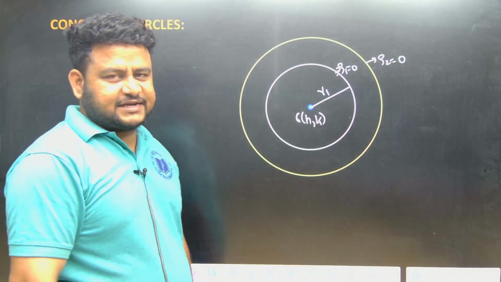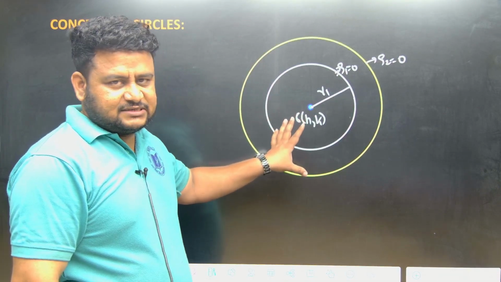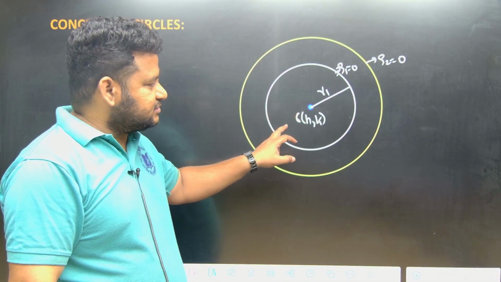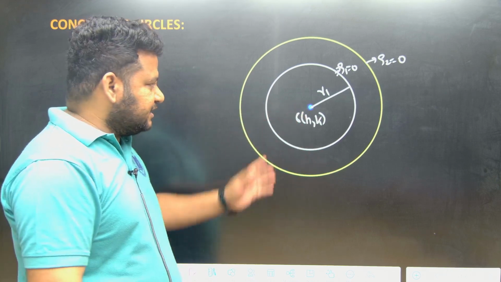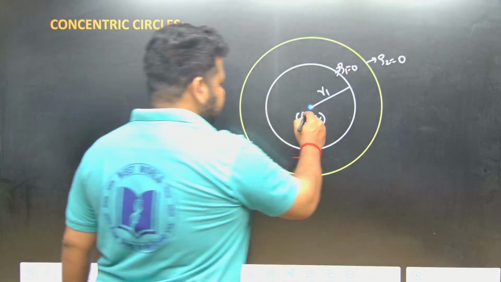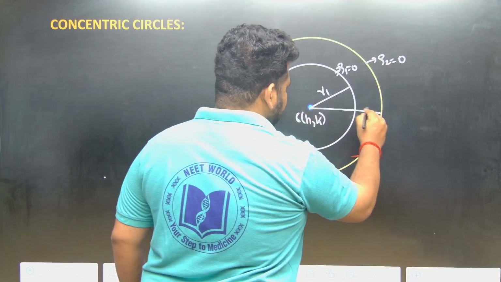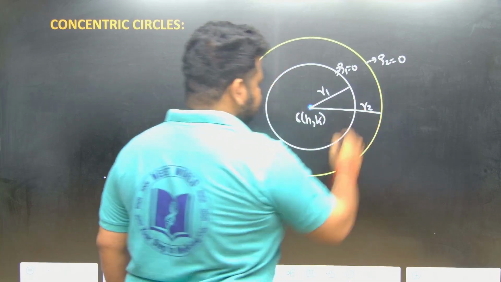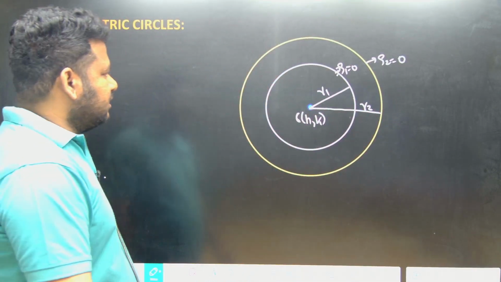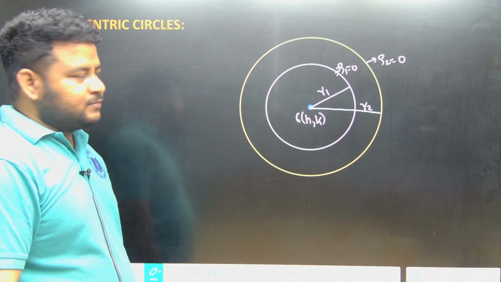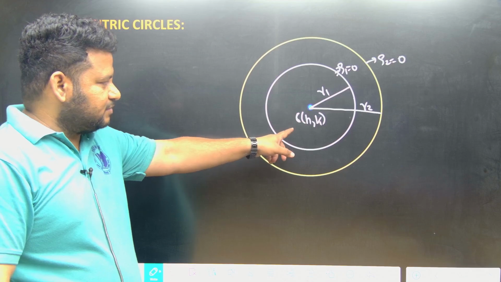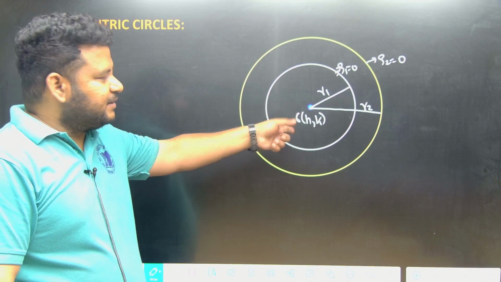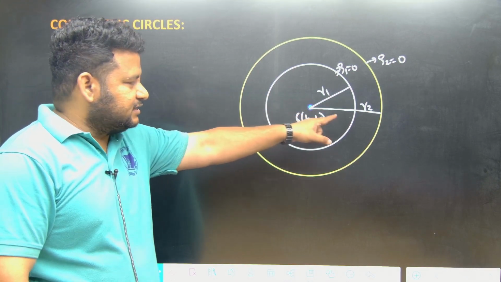If I talk about the second circle, the center is the same as the first circle, that is, the center is h comma k, but the radius is different. The radius is more than R1, let us take this as R2, let the radius of S2 be equal to R2. So S1 equal to 0 and S2 equal to 0 are two circles such that the center h comma k is the same for both the circles, but the radius will vary. Here the radius is R1, here the radius is R2.